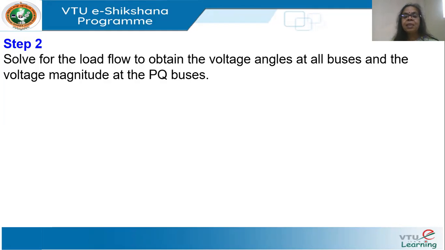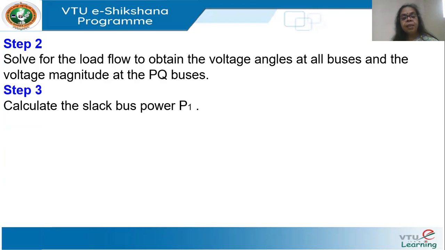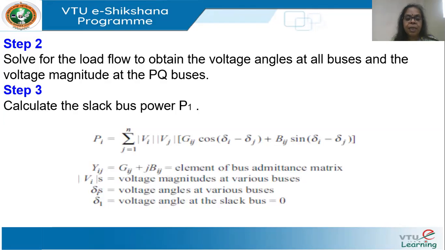So this is the second step. In the first step, you're assuming generations, and with those generations, you're running a load flow in the second step. Now, in the third step, I calculate the slack bus power, right? This is the equation for power injected at any bus. You're familiar with it. It's a typical load flow equation, which you have used to derive all your load flow equations.